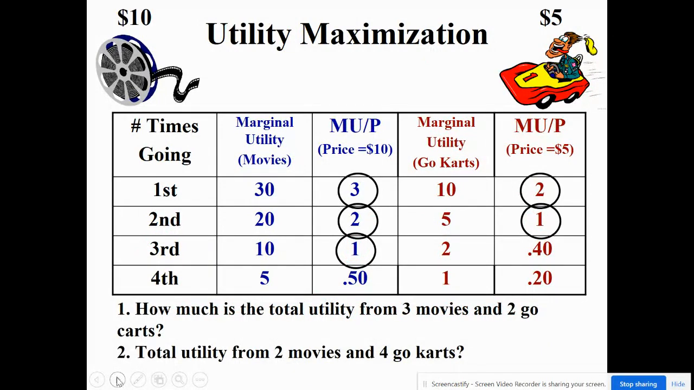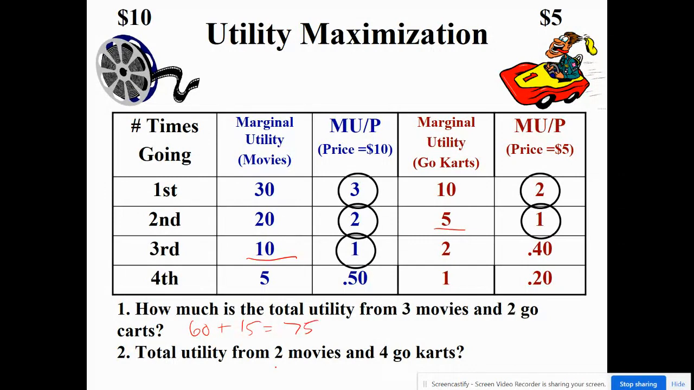So how much is the total utility from 3 movies and 2 go-karts? Once again, we would take our total utility from three movies. That would be 30, 40, 50, 60 there. And our total utility from two go-karts would be another 15, right? So our total satisfaction here would be 75.